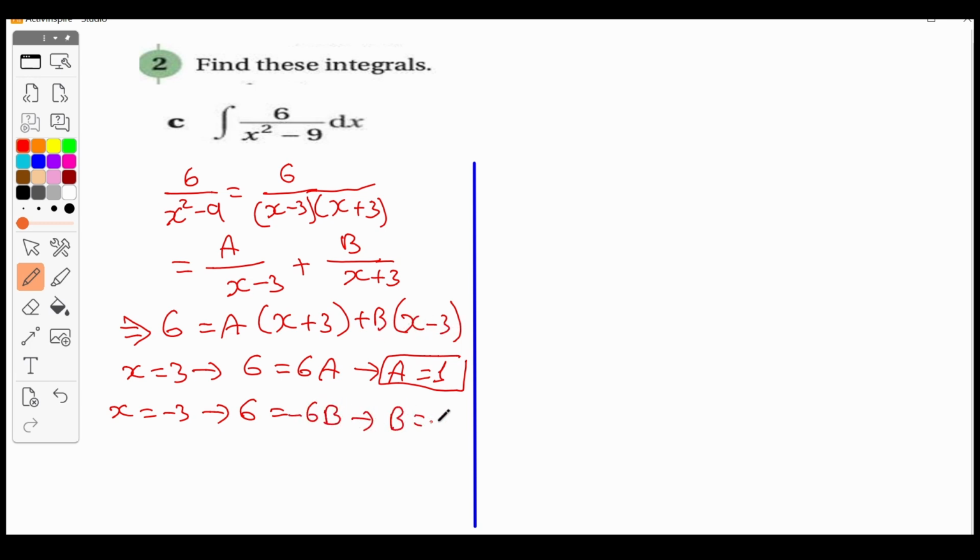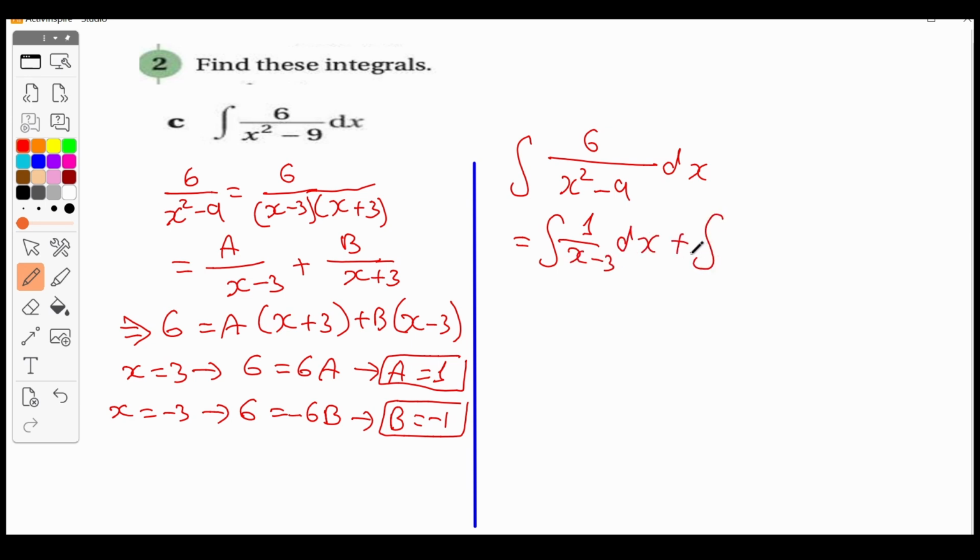That will be b equals negative 1. So a is 1 and b equals negative 1. Therefore, the integral of 6 over x squared minus 9 dx equals the integral of 1 over x minus 3 dx plus the integral, the value of b is minus 1 over x plus 3 dx.